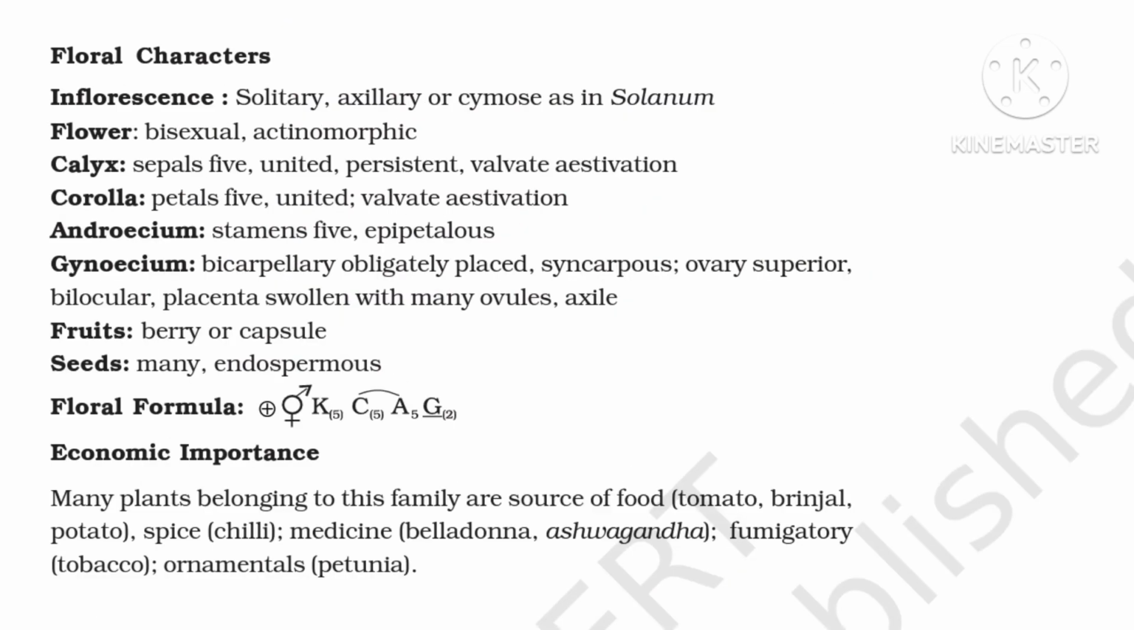Floral characters: inflorescence solitary, axillary or cymose as in Solanum. Flower bisexual, actinomorphic. Calyx: sepals 5, united, persistent, valvate aestivation. Corolla: petals 5, united, valvate aestivation. Androecium: stamens 5, epipetalous. Gynoecium: bicarpellary, obliquely placed, syncarpous, ovary superior, bilocular, placenta swollen with many ovules. Fruit: berry or capsule. Seeds: many, endospermous. Floral formula.